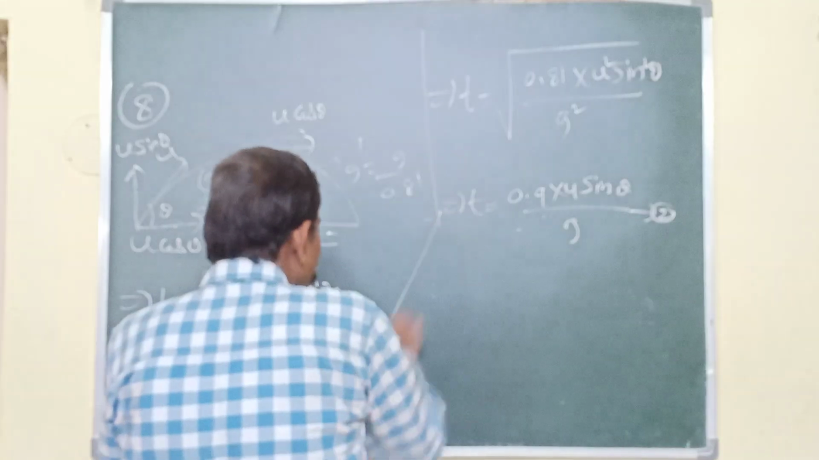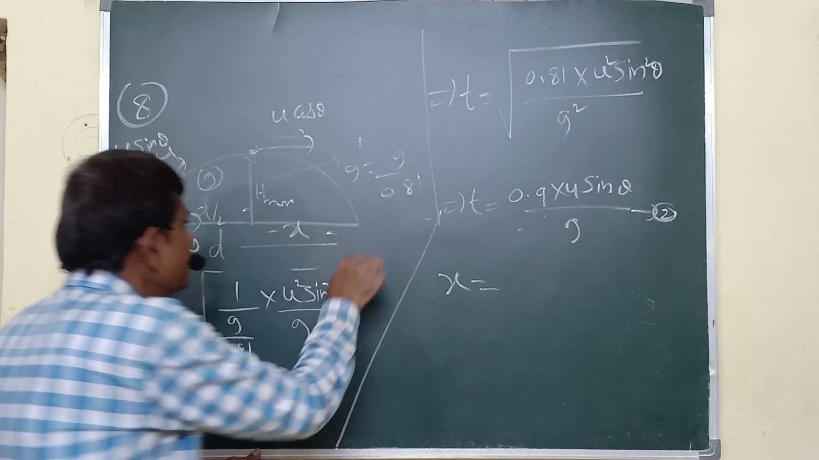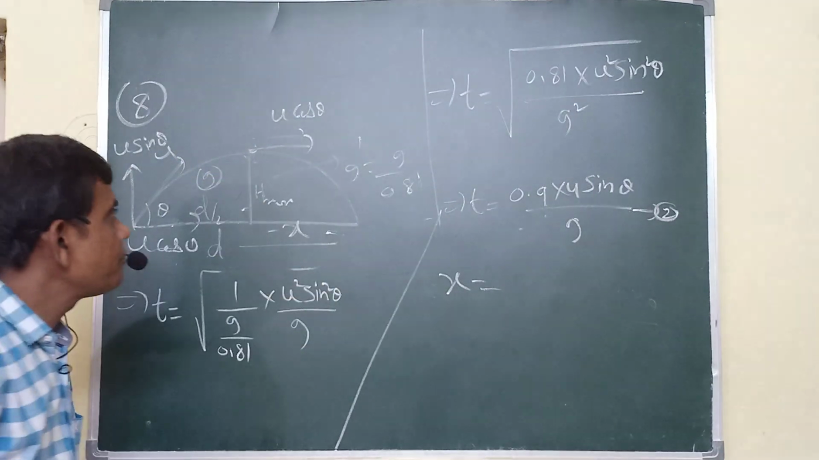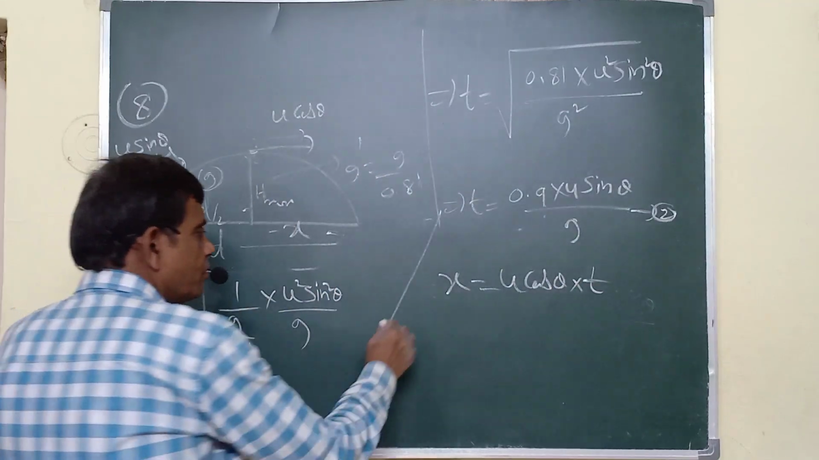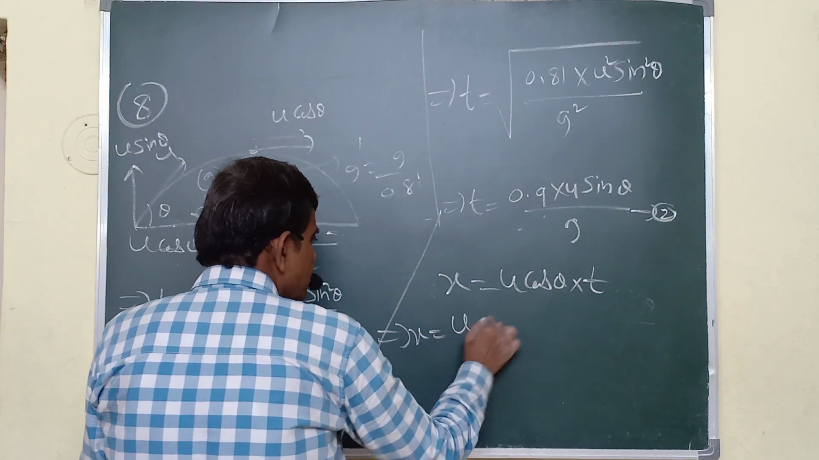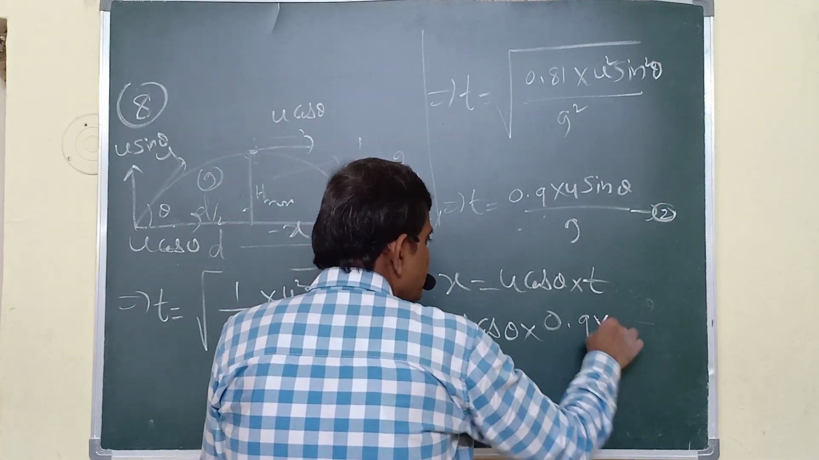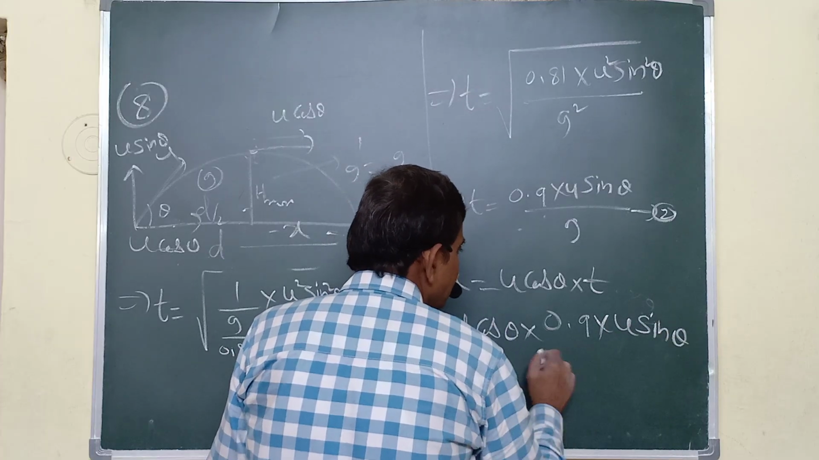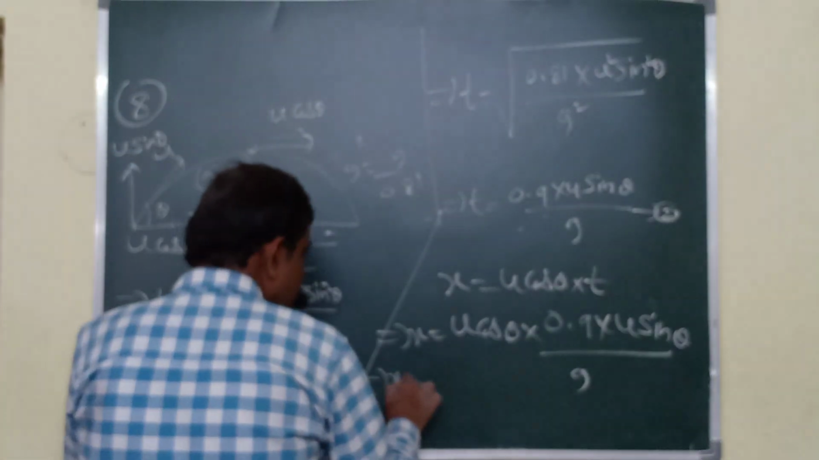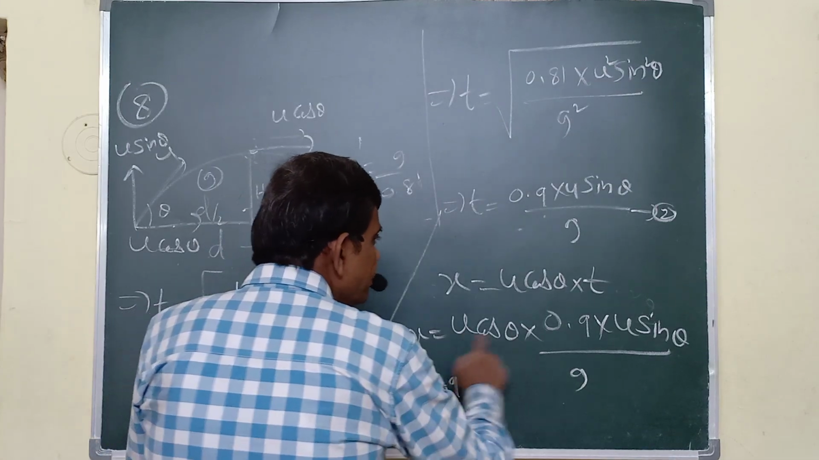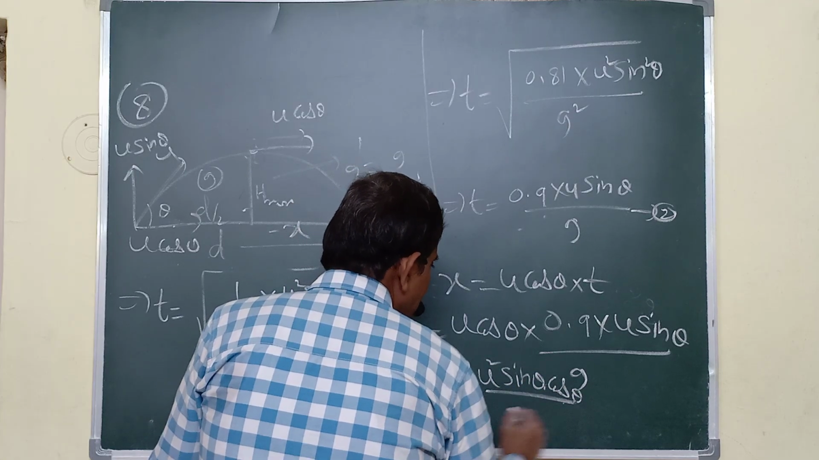Okay, now this is completed. I want to find the x. What is x? Horizontal displacement. That equals horizontal velocity into time. What is horizontal velocity? u cos theta into t. So u cos theta into t. What is the t? 0.9 into u sin theta by g. So you write this as x equals 0.9 u into u square sin theta cos theta by g.